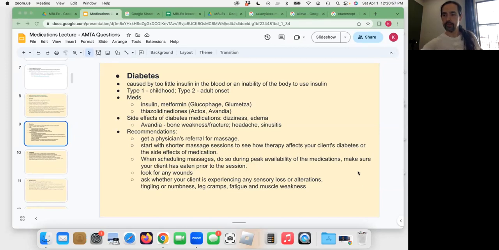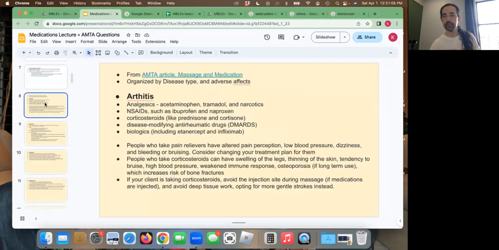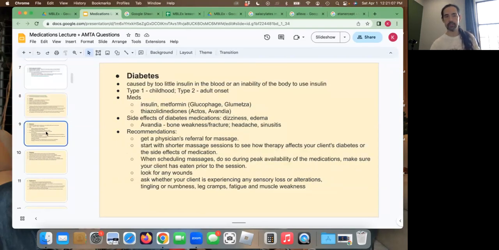So we left off with diabetes. Or, I'm sorry, we finished arthritis, and now we're going to continue with diabetes. The main mechanism, the disease mechanism of diabetes, is a lack of insulin in the body. Insulin is produced by the pancreas, and that can happen in one of two ways.